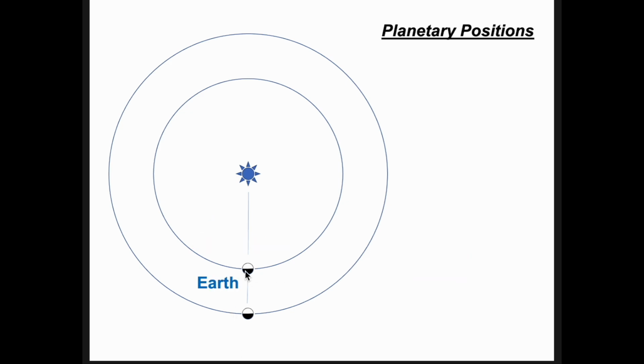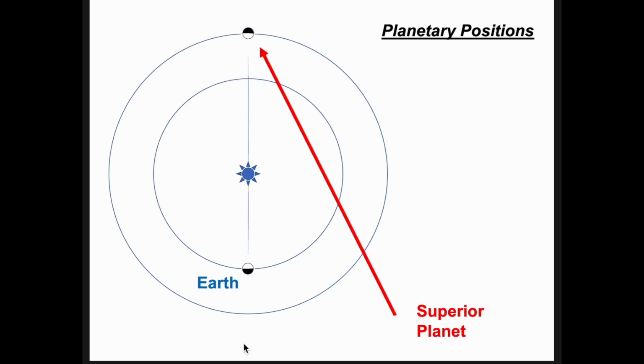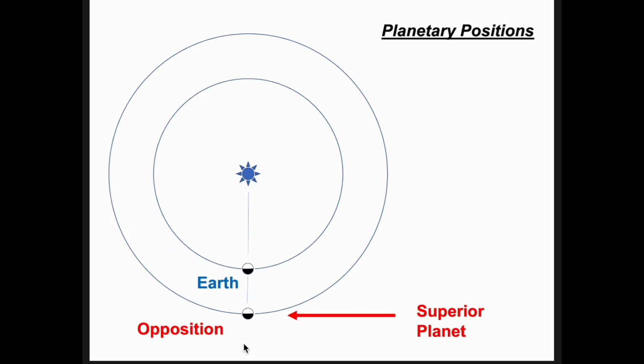Now if we move the Earth right here, we have a superior planet out here. Right now it's in opposition. Well, now it moves out to western quadrature, moves along, moves along, moves along. Hey, it's in conjunction. It moves along some more, eastern quadrature, and now back to opposition.